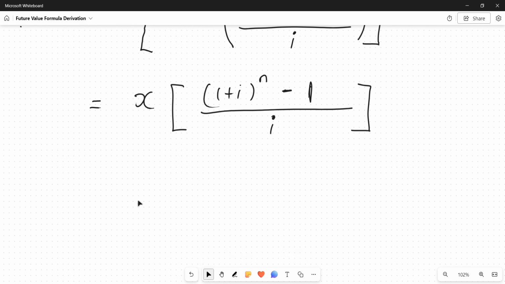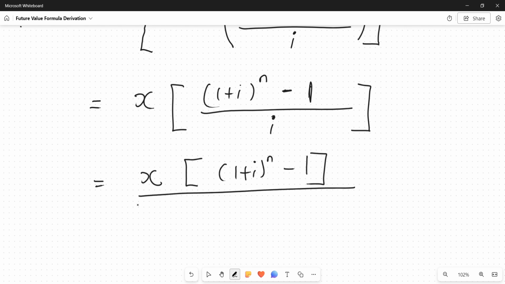After you simplify it, in order to calculate the future value, we have to multiply our regular payments by 1 plus i to the power of n minus 1, all divided by i. Note that our i is the effective rate. So that is the formula to calculate the future value.